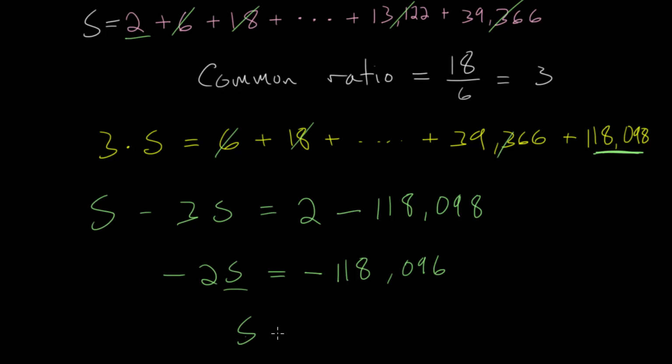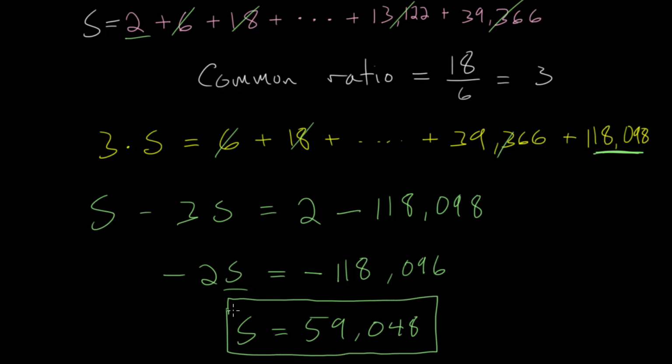So let's divide everything by negative 2. And our final sum will be 59,048. So this is our answer to our finite geometric sum here.